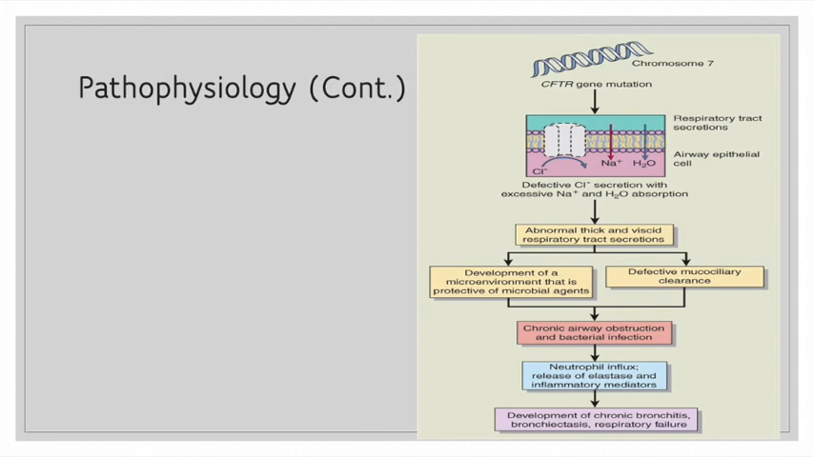So this is primarily focused on the lungs, but it'll lead to that abnormal thick respiratory secretions, which then leads to defective mucus clearing, which then can lead to chronic airway obstruction, bacterial infection. Since there's now a bacterial infection, obviously our neutrophils are going to be increased, and then obviously over time it's going to lead to, like I said, respiratory failure, chronic bronchitis, and bronchiectasis.